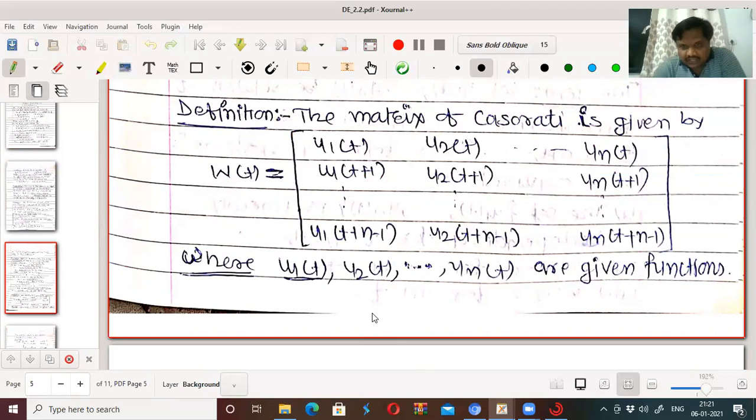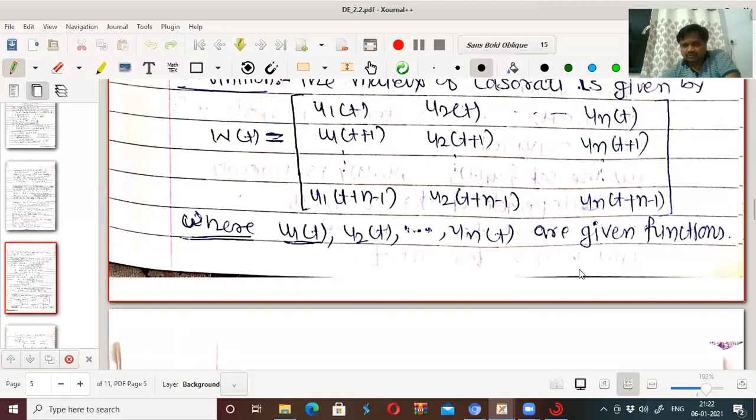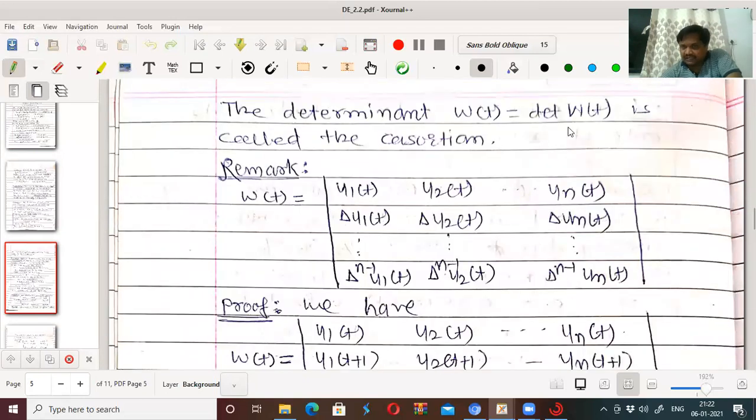Now, we will first of all define the matrix of Casoratian. The matrix of Casoratian is given by W(t) equal to the matrix whose first row is u1(t) up to un(t), second row is u1(t+1) up to un(t+1), and nth row is u1(t+n-1) up to un(t+n-1). Such a matrix of u1, u2 up to un is called the matrix of Casoratian of n functions u1 up to un, where u1, u2 up to un are some given functions. The determinant of this matrix, denoted by small w(t), that is the determinant of capital W(t), is called the Casoratian.